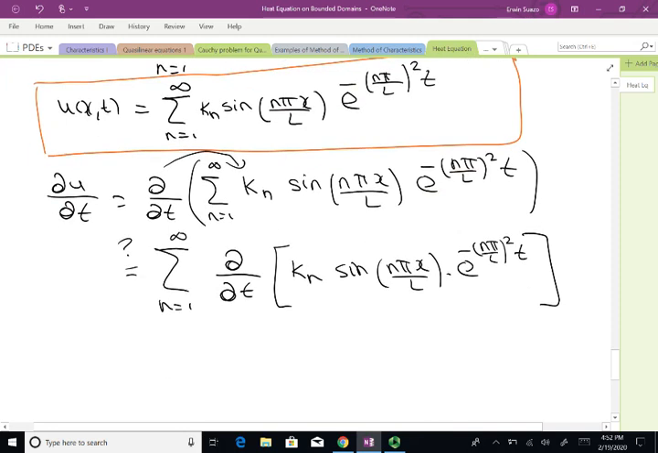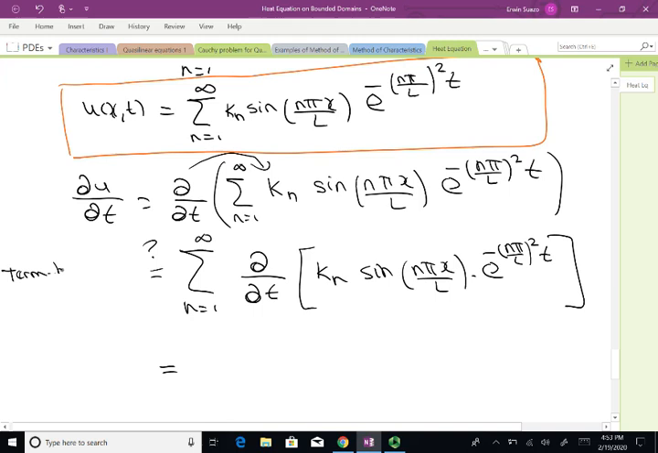Once I do that, is this possible? We call it term by term differentiation. Books usually write it exactly like this: term by term differentiation. Can we do this? This is the interchange of the infinite sum with the derivative with respect to time.